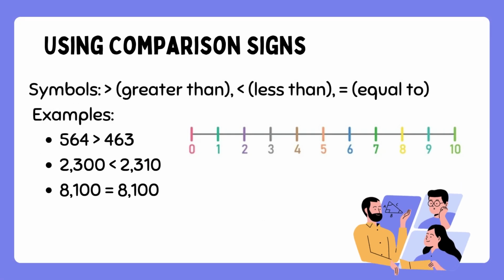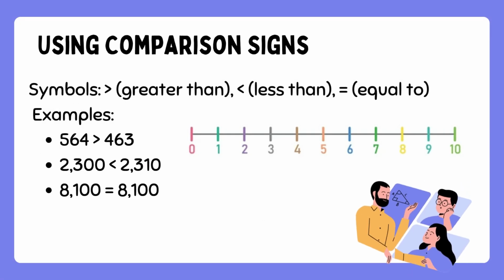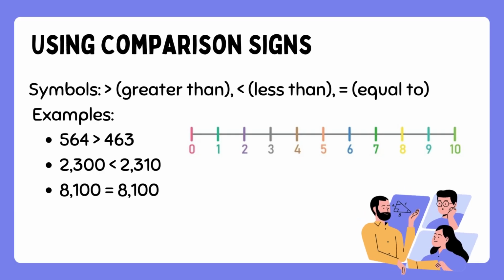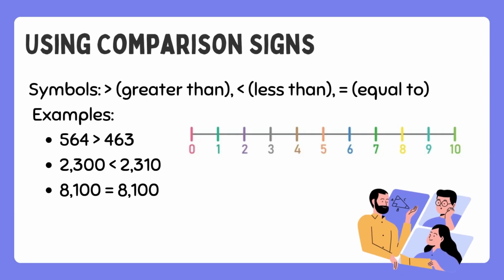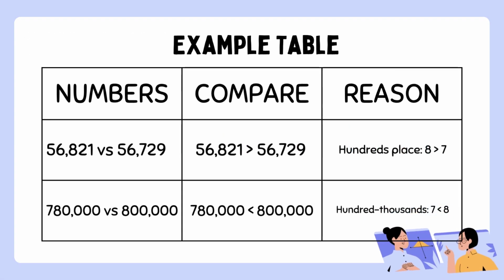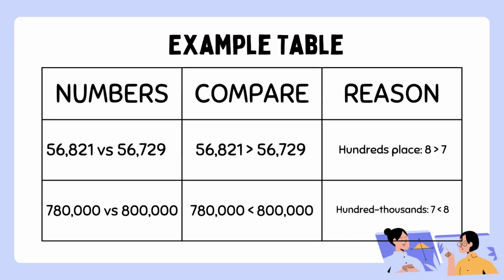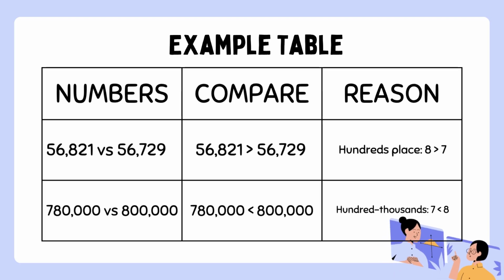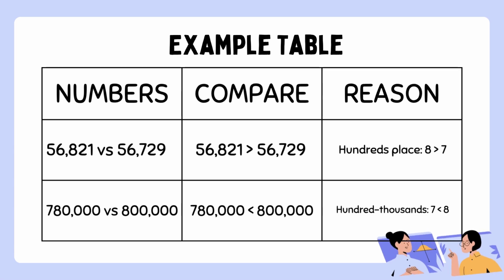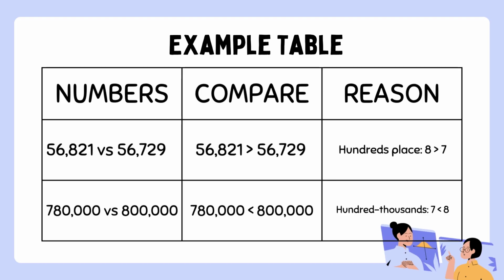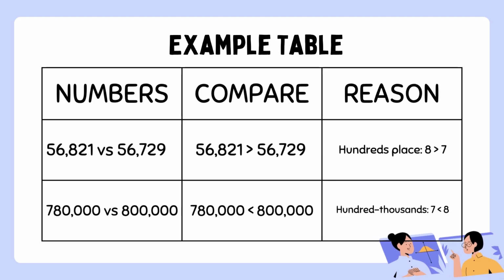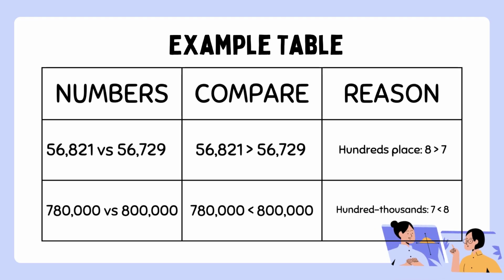To compare numbers, start from the leftmost digits. The number with the larger digit in the highest place value is greater. This table shows how comparing digits in the same place value helps decide which number is greater. In the first row, 56,821 is greater than 56,729 because of the hundreds place. We compare digits from left to right, or from the highest value digit going to the lowest value digit. Just like what we did in the second example also.